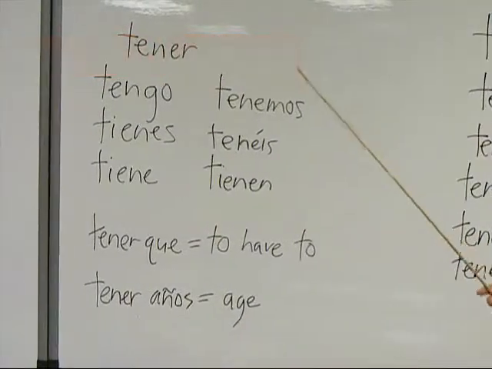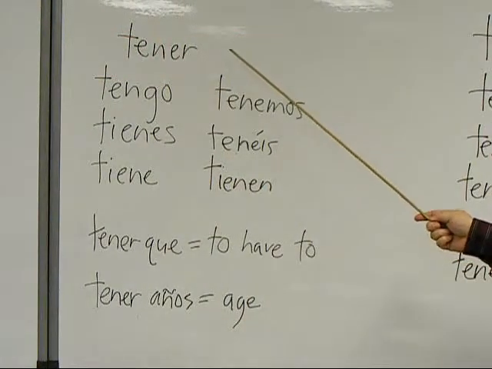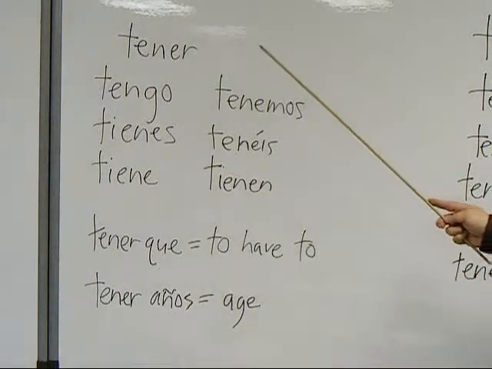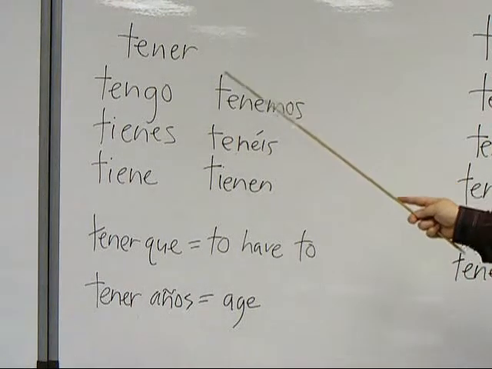Okay, now I'm going to talk about the verb tener. That's one of the units in chapter 3. It's also a unit in chapter 2 of the Ariba book. Now, first I want to look at the conjugation of this verb.